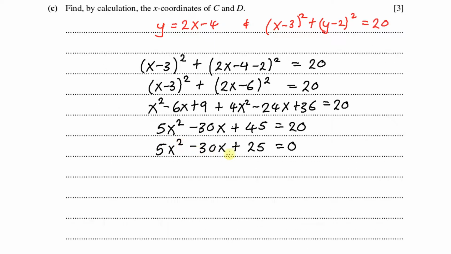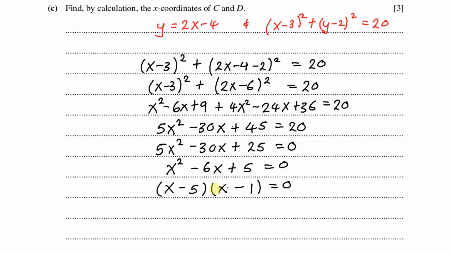So here I can divide by 5 both sides. Dividing each term by 5, I'll be getting x squared minus 6x, and dividing 25 by 5, I get 5, is equal to 0. And I can factorize here, and I put an x here and an x here. And now for the factors of 5 whose sum is minus 6, I can use minus 5 and minus 1.